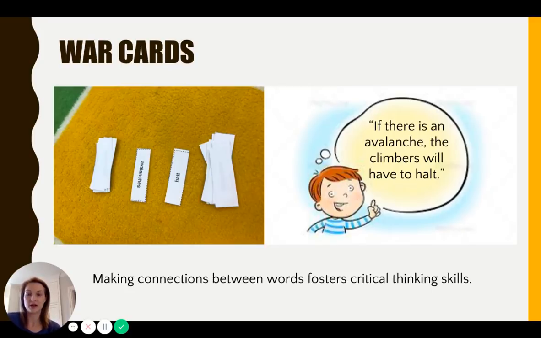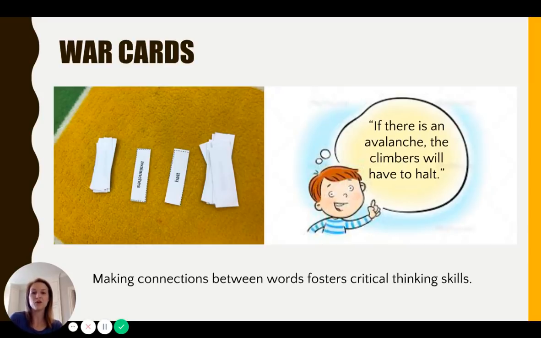Something I just recently started this past week is an idea that I got from Twitter. Twitter's amazing. It's basically using vocabulary and playing a game like the game of war. So in the card game of war, each person has half the deck, and they flip over one card, and then the greater value takes the cards. The vocabulary variation is that each student has a stack of their words and they flip over the top one. And then the challenge is that they have to explain or give a sentence that tells how those words are related to each other. So this turn here was avalanche and halt. So then the student could say, "If there is an avalanche, climbers will have to halt."